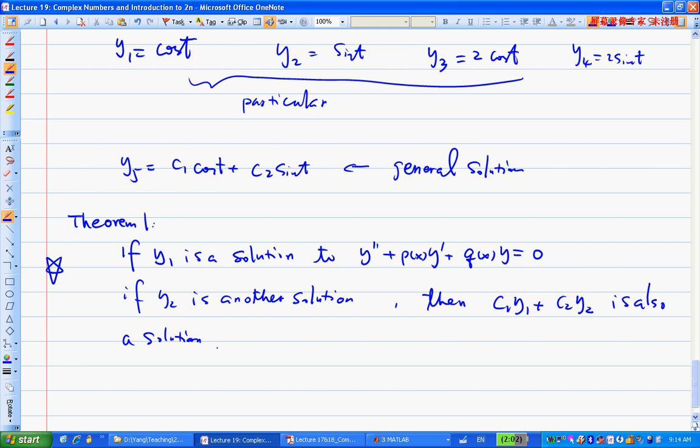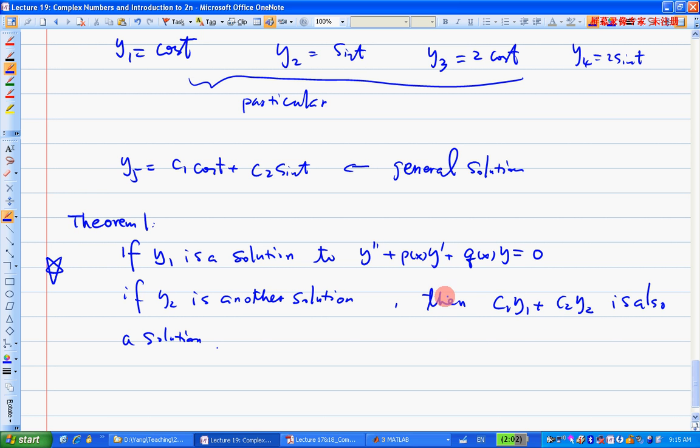So you have y1 and y2, both solutions. Somehow you find them, and then you make a combination of these two. Just a combination of these two, you could get another solution of this homogeneous second order ODE. That's what it means here.